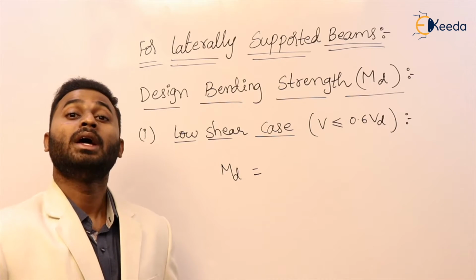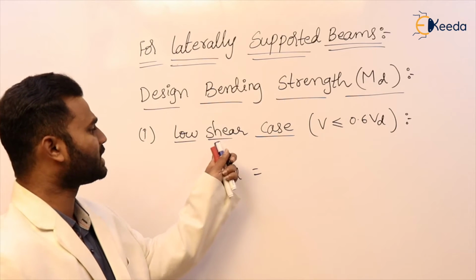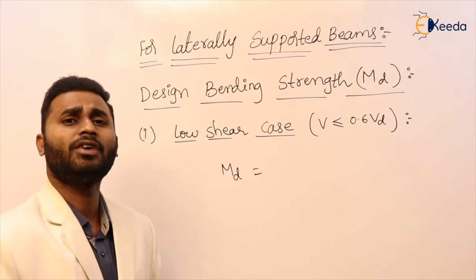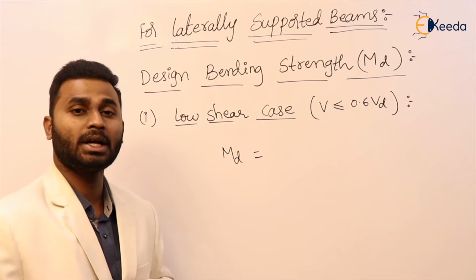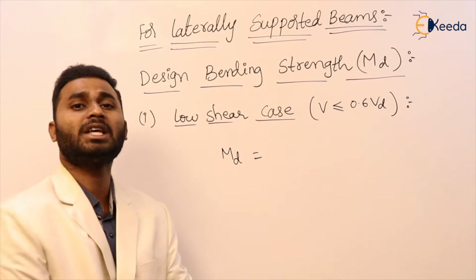Tell me, what is the moment of resistance? See here, the bending strength is nothing but moment of resistance. So that we have made clear in the plastic analysis itself. Yes or no? Obviously, we have made it clear in plastic analysis itself. So what is meant by plastic moment?